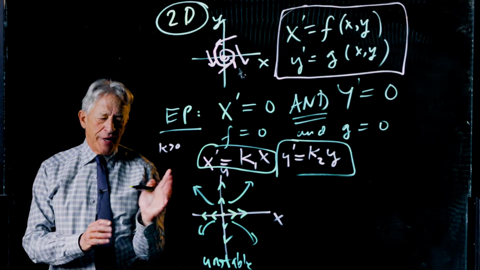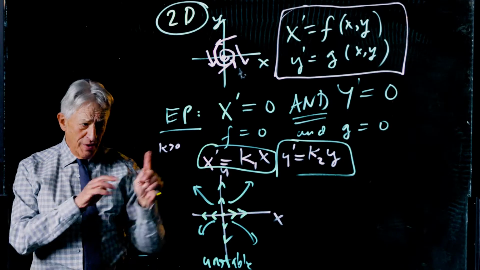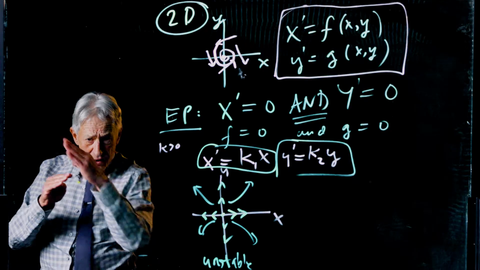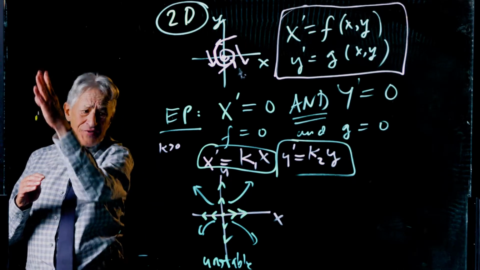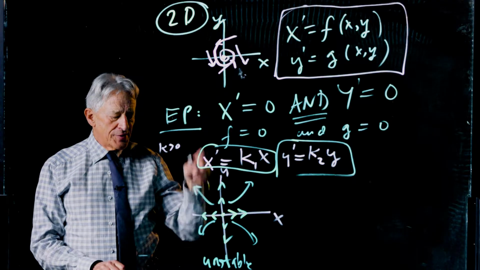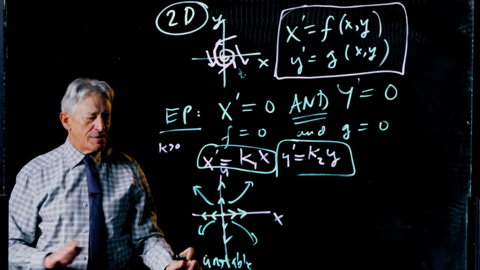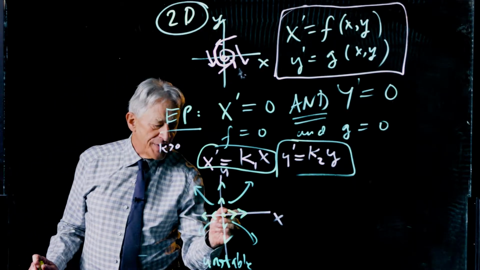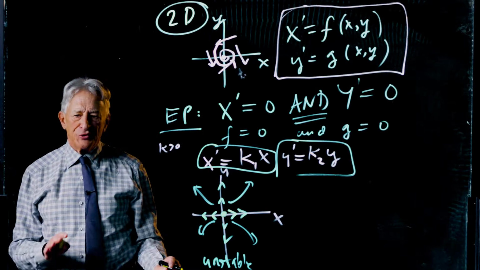And they'll be straight if k1 equals k2. If k1 is not equal to k2, they'll be curved a little bit as one of them goes faster than the other. But all arrows are going away. This is a classic, simplest possible example of an unstable equilibrium point in 2D.